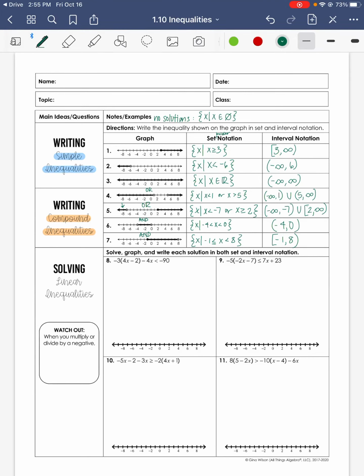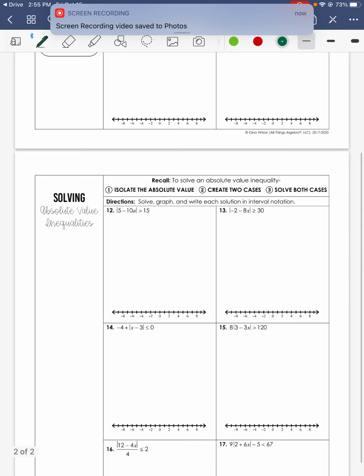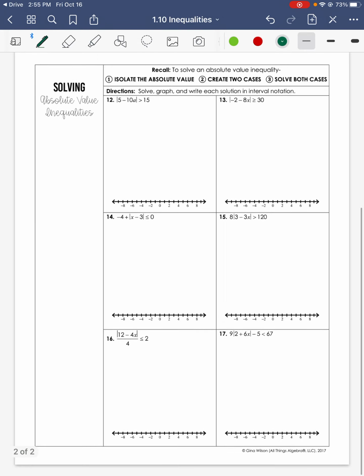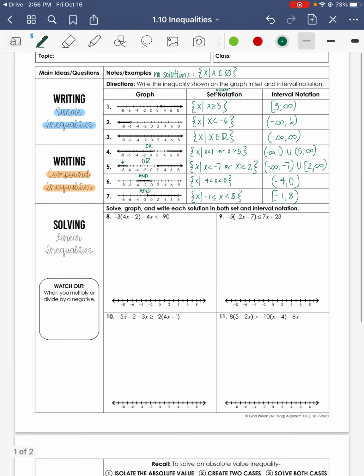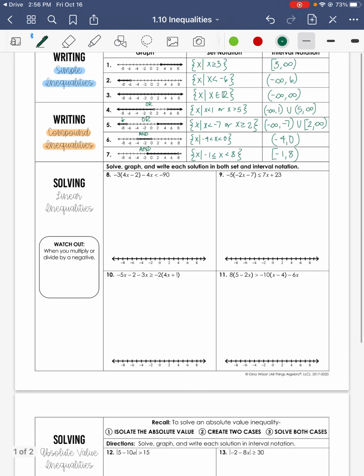All right, here is the second video on section 1.10 on inequalities. Okay, so let's look at solving linear inequalities, and then the second part here is solving absolute value inequalities.